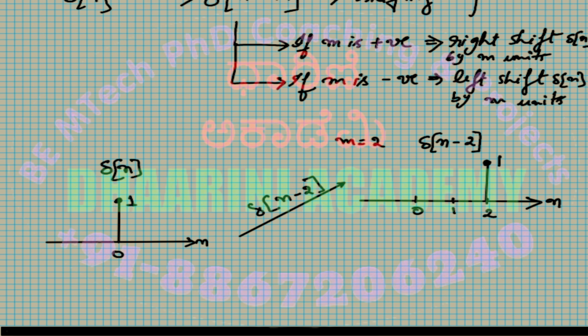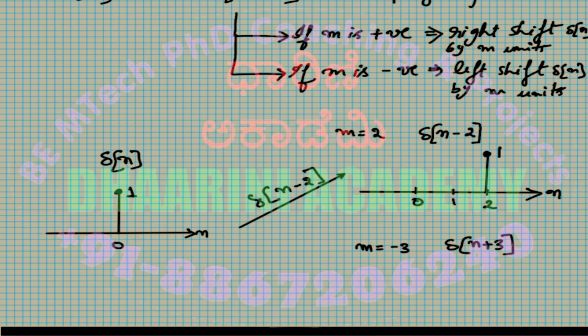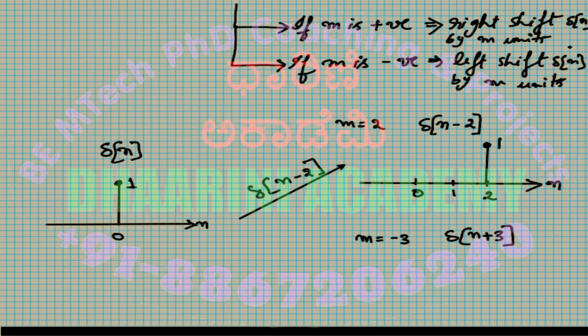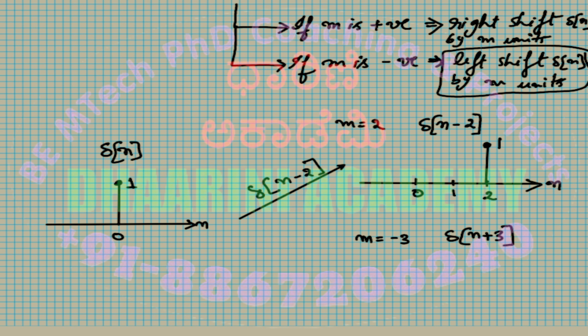Now let me say m equal to minus 3. So what happens to your delta function? This is delta of n. By default, it is minus, so delta of n minus m, where m is minus 3. Minus of minus becomes plus, so n plus 3 is the representation. As per this, shift the function to the left. M equal to minus 3 means I should shift the function 3 units to the left.